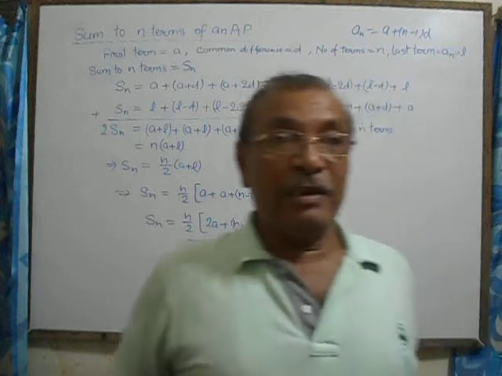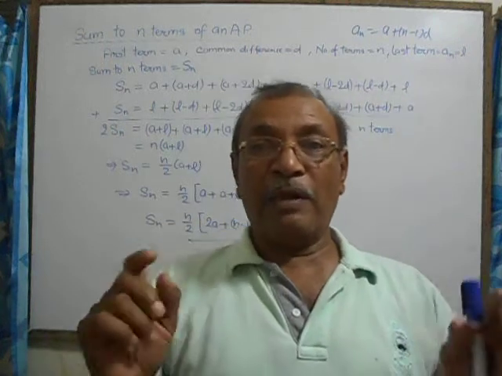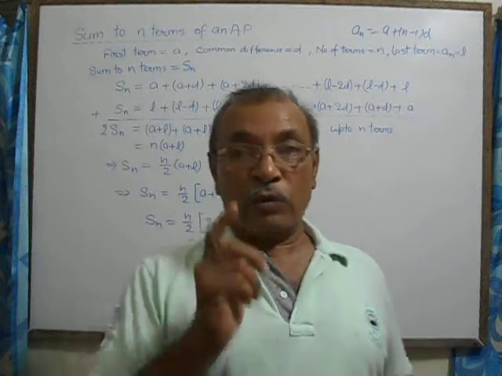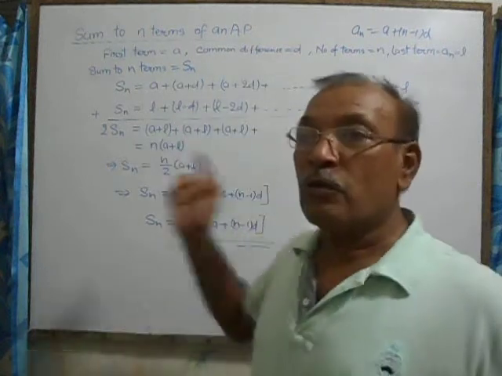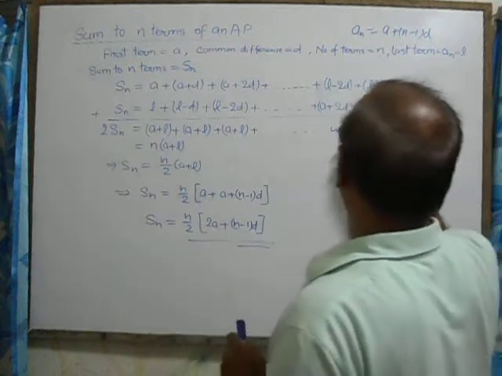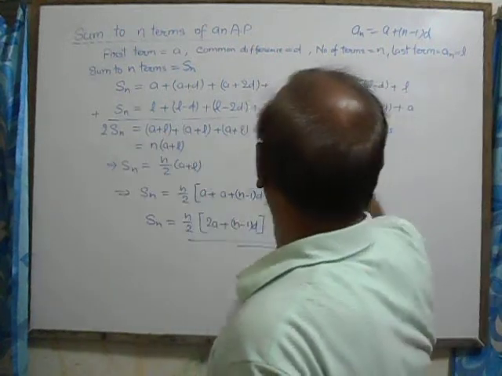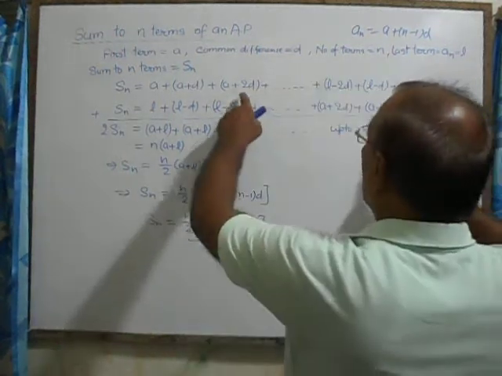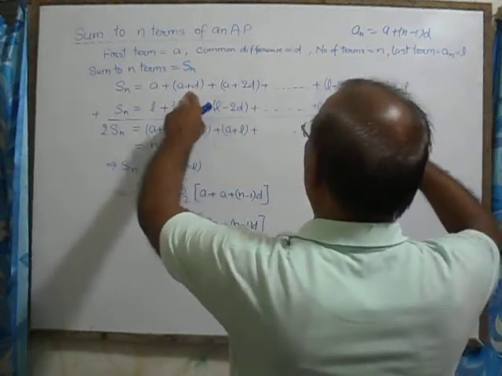You know that a plus b equals b plus a. The rule of commutativity is true for addition. So here also we can write Sn equals, starting from L, L plus L minus d plus L minus 2d up to a plus 2d, a plus d and a.